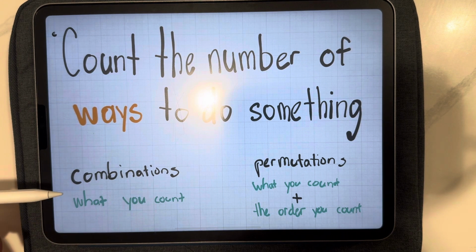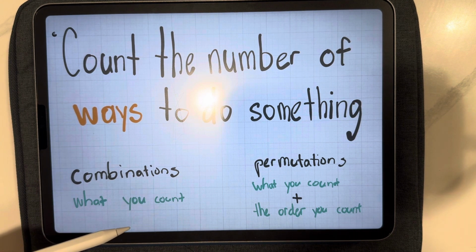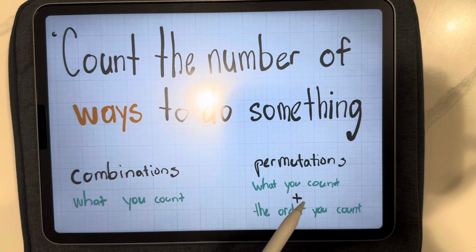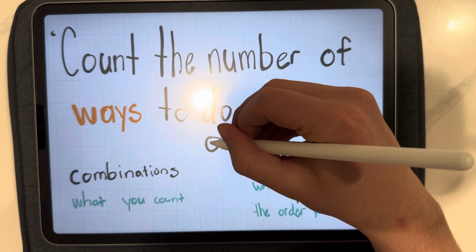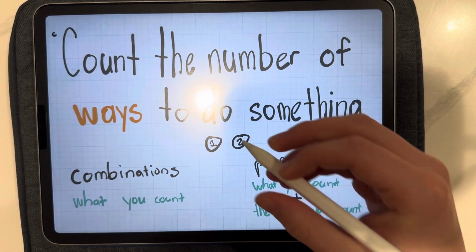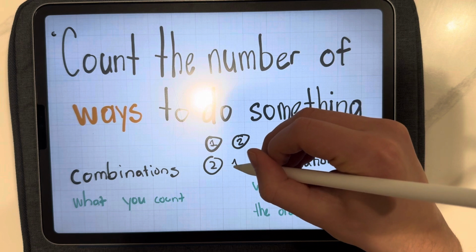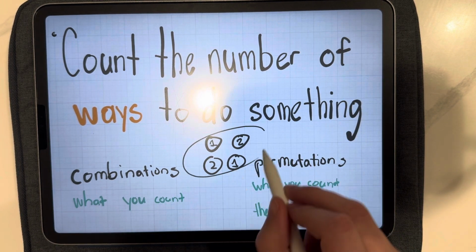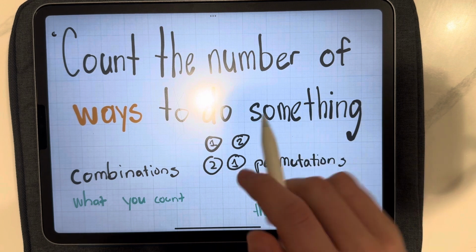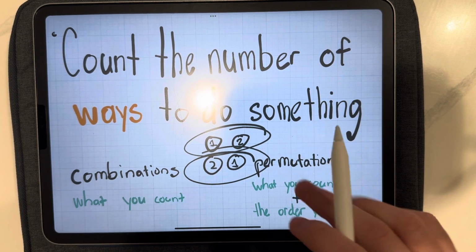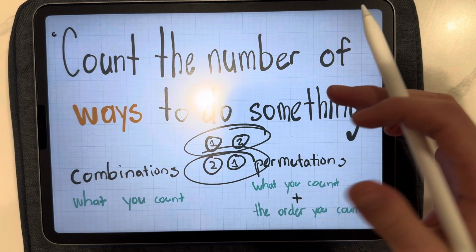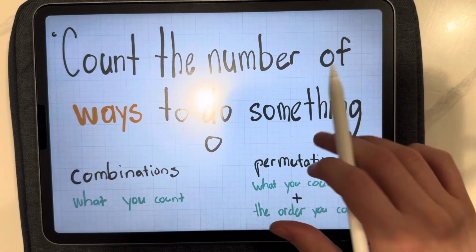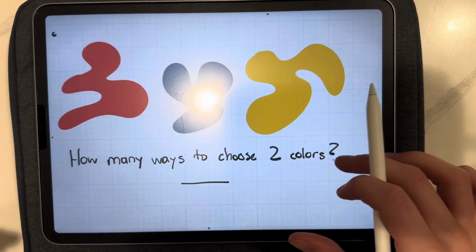But the difference is that combinations only matter about what you count, whereas permutations matter what you count and the order that you count them in. So, for example, if you were to have a group of, maybe this is ball number 1 and this is ball number 2, and another group like ball number 2 and ball number 1, these are both the same combination. This group and this group are the same combination. But they are different permutations because 1 is first in this one, but 2 is first in this one, so they're different permutations. Here are some examples that help with your intuition.